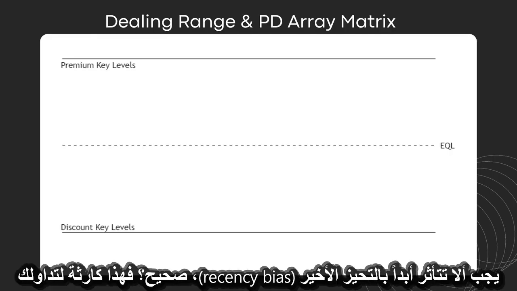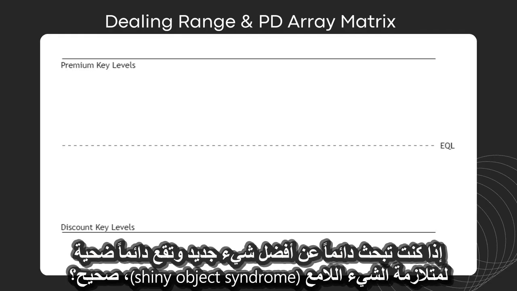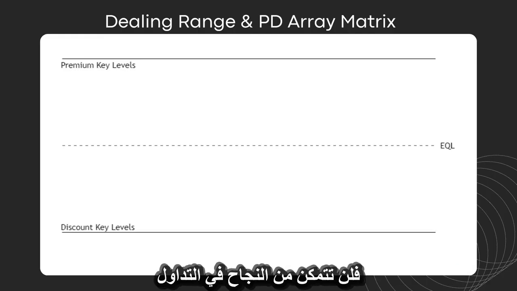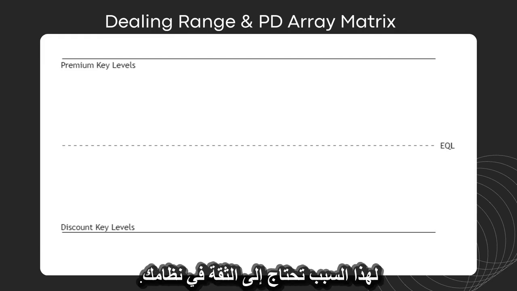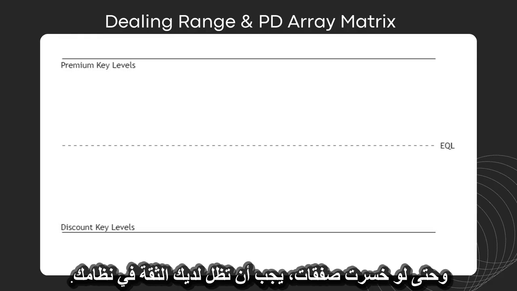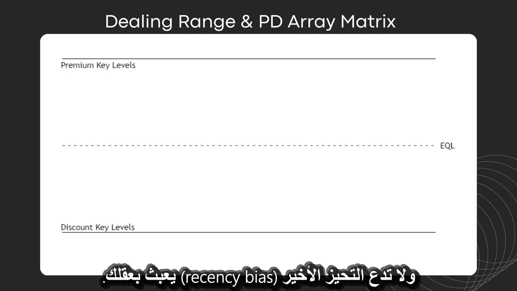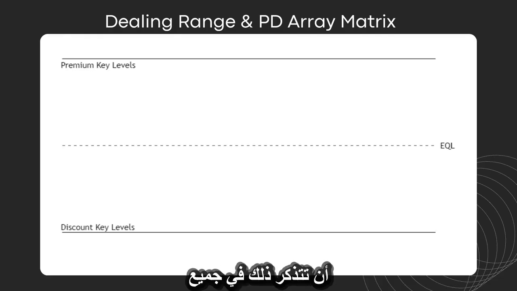You should never be influenced by recency bias, right? That's a disaster for your trading and your analysis. If you're always after the new best thing and you always fall victim to shiny object syndrome, then you won't be able to succeed in trading, because you can't stick to one thing. That's why you need to have confidence in your system, and even if you miss moves, even if you lose a trade, you must still have confidence in your system and never let recency bias mess with your head. That's the quality that separates the best traders from the losing ones. You must remember that at all times.